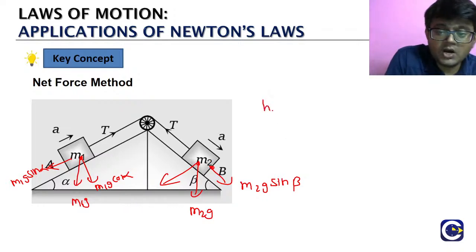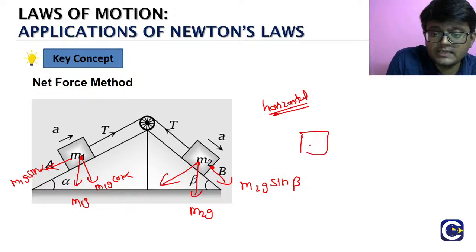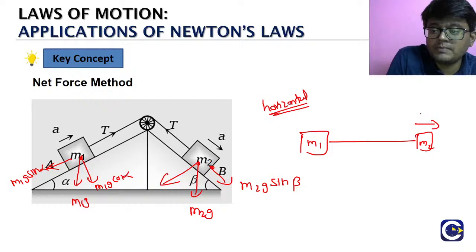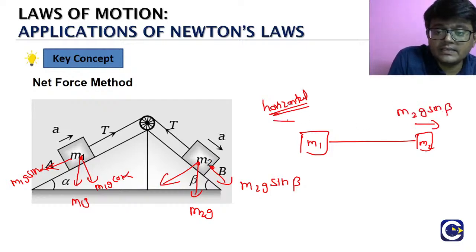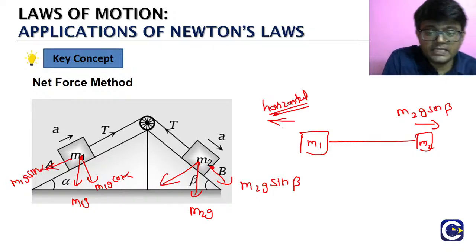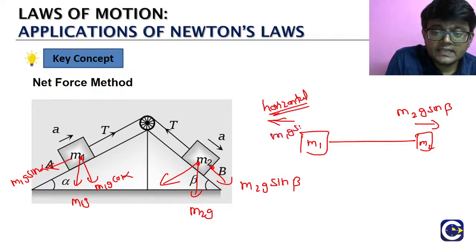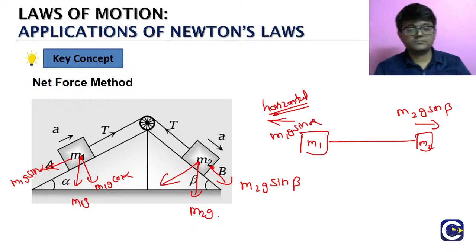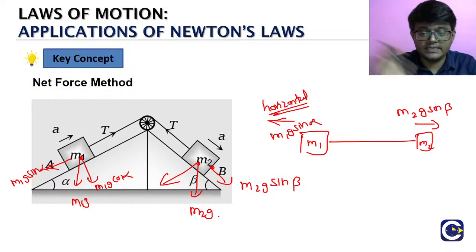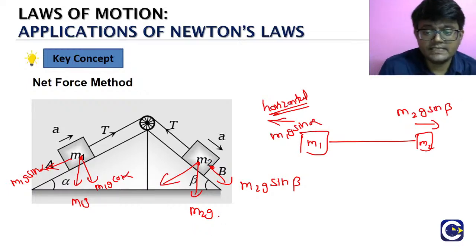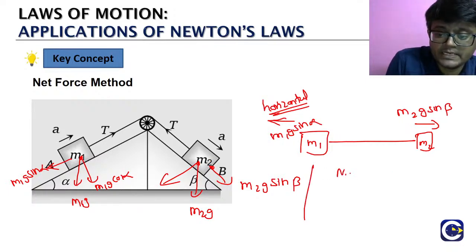ஸோ அப்படியே நம்ம இந்த ஹாரிசான்டலாக ரெப்ரசென்ட் பண்ணால் என்ன ஆகும் பாருங்க. இங்கே என்னது m1, இங்கே என்னது m2. இந்த பக்கம் புல் பண்ண மாதிரி வாட் இஸ் த ஃபோர்ஸ்? m2g sin பீட்டா, ரைட் சைடில் புல் பண்ண மாதிரி. லெஃப்ட் சைடில் புல் பண்ண மாதிரி m1g sin alpha. ஸோ இங்கே என்ன நெட் ஃபோர்ஸ் வரும் பாருங்க. நெட் ஃபோர்ஸ் வில் பி வாட்?